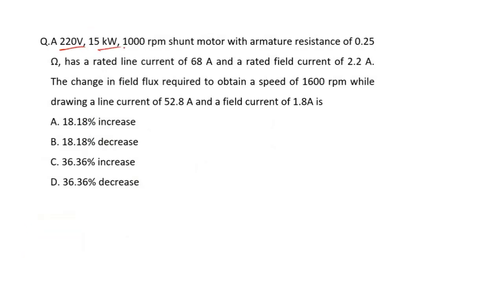A 220 volts, 15 kilowatts DC shunt motor with an armature resistance of 0.25 ohms and a rated line current of 68 amperes at rated field current of 2.2 amperes. The change in field flux required to obtain a speed of 1600 RPM. Initially, the shunt motor is rotating at 1000 RPM.